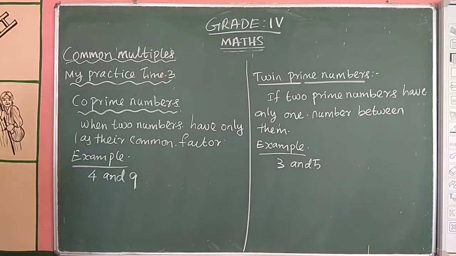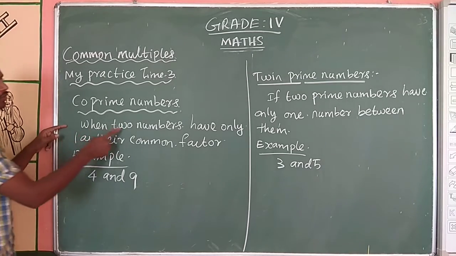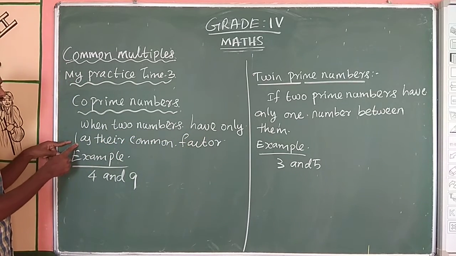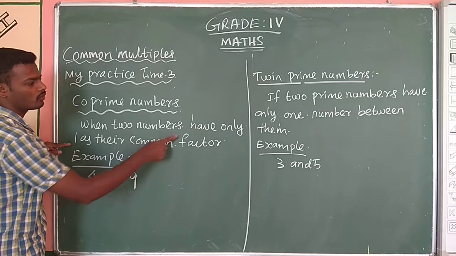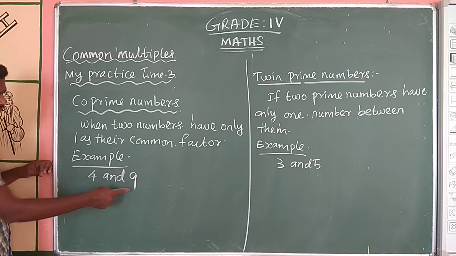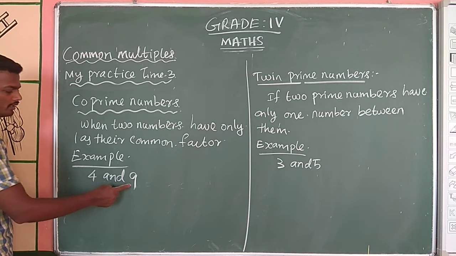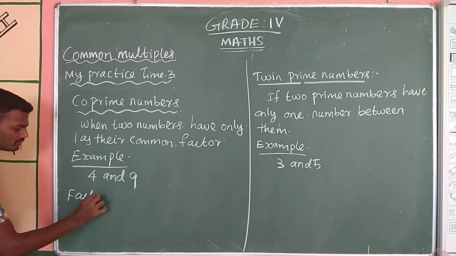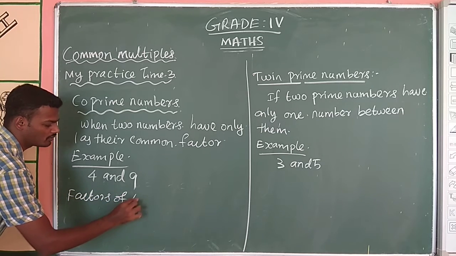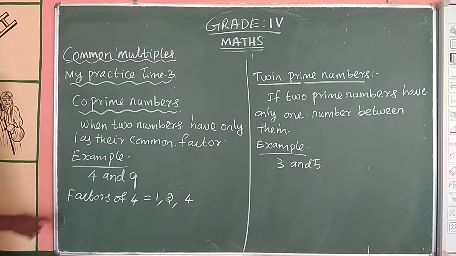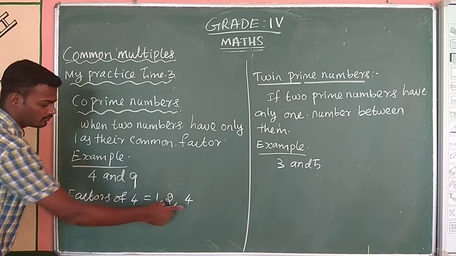Next one, co-prime numbers. Co-prime numbers are two numbers that have only 1 as their common factor. For example, 4 and 9. The factors of 4 are 1, 2 and 4, from the first, second and fourth tables.